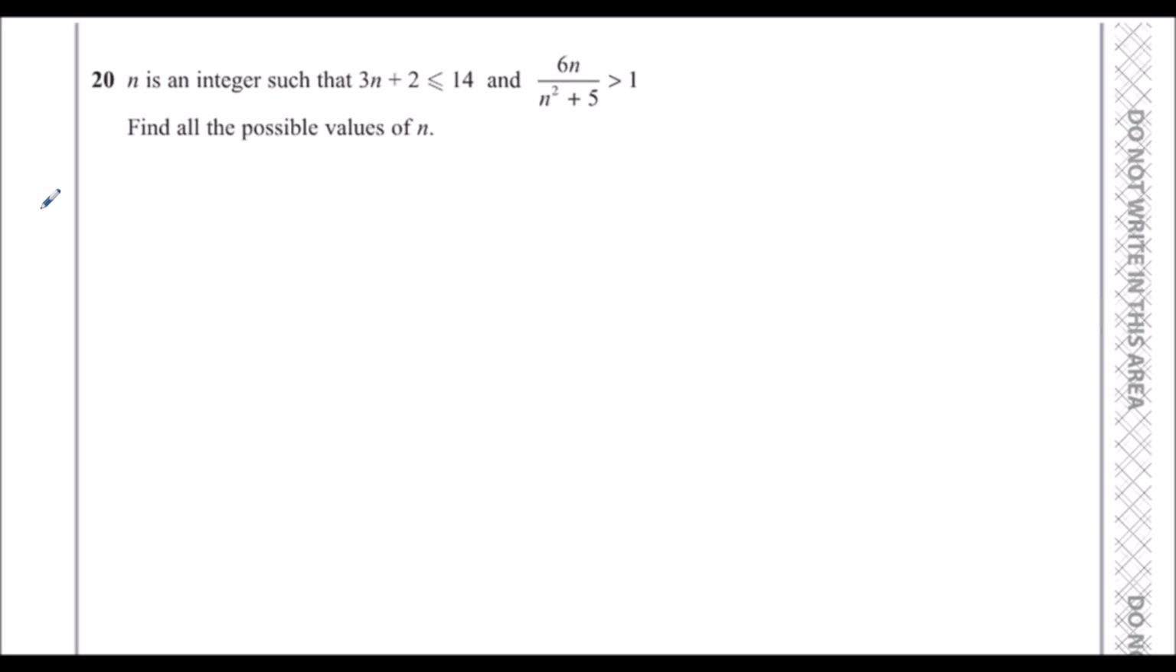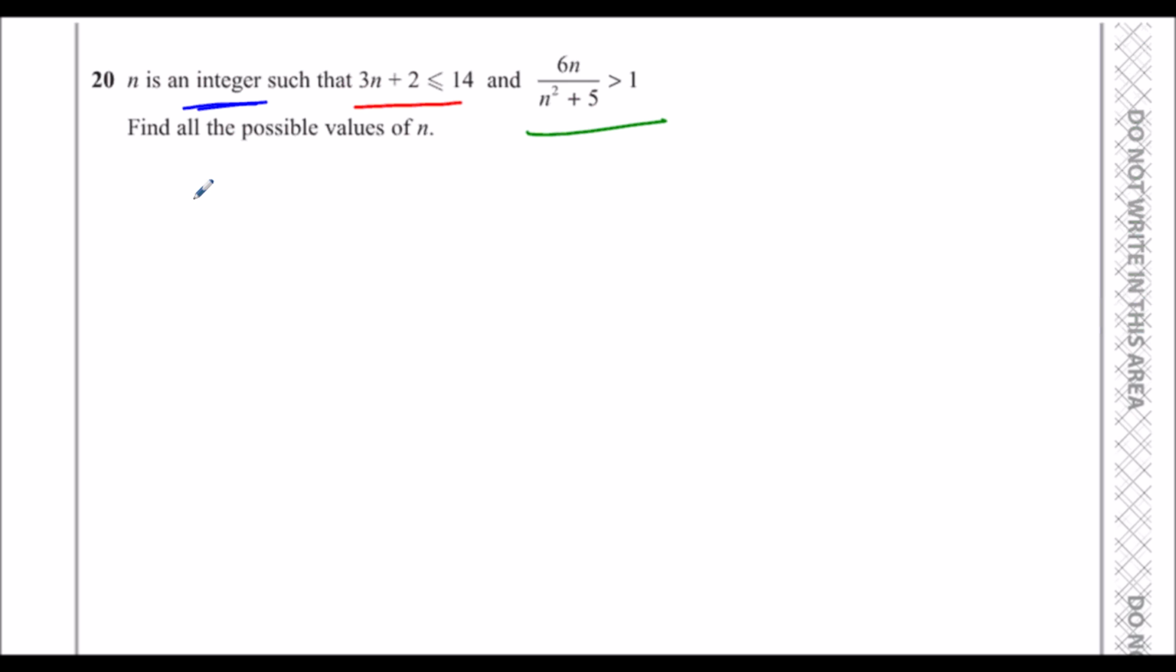Question 20. N is an integer, so it's a whole number, such that 3n plus 2 is less than or equal to 14, and 6n over n squared plus 5 is bigger than 1. So we've got two inequalities. We're going to solve them both, and then figure out which whole numbers work for both of the inequalities.